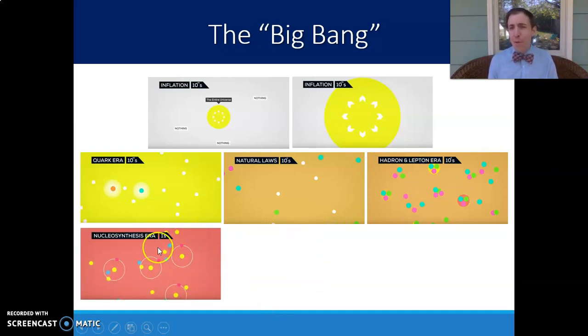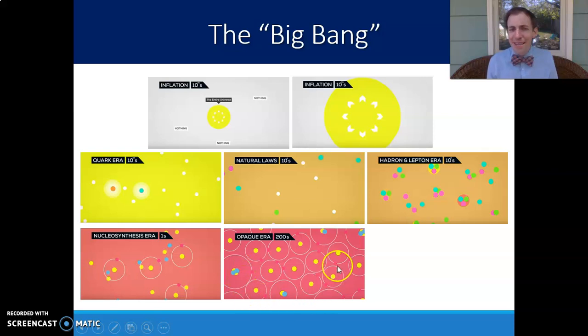Now, then at about 1 second, so all of this is within the first second of our universe. After about 1 second, now the simplest atoms start to form. Simplest atom is a hydrogen atom that is 1 proton and 1 electron. Sometimes there's a neutron in there as well. But simplest atom, 1 proton, 1 electron start to form in the nucleosynthesis era.